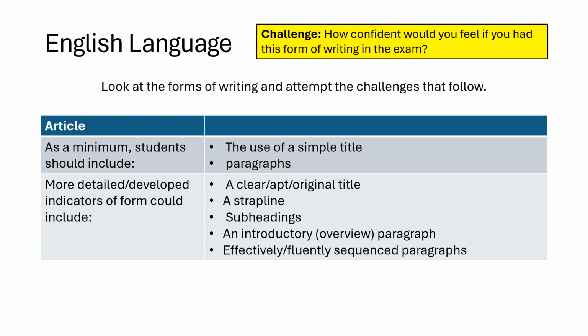For more detailed or developed indicators, you should make sure you have a clear, apt, and original title. Again, if you can come up with this on the spot, then that's fantastic, but you shouldn't really be thinking about it for too much time. A strapline. So this is a little bit of a hint or something that teases the person to make them want to read on. So a brief line just to say what the article is going to be about, to grab our attention and make us want to read on.